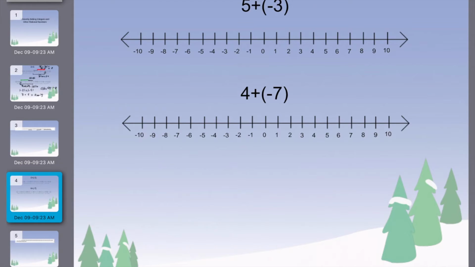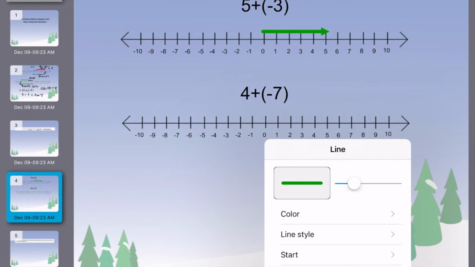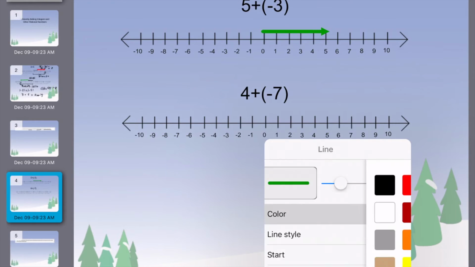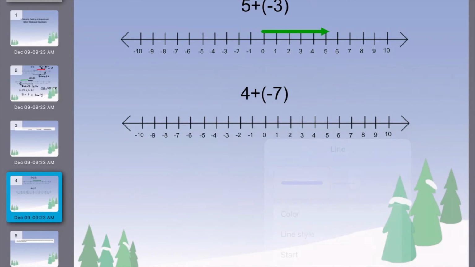I have 5 plus -3. So again, I'm going to start out by doing this right. I need to start at 0 and I need to move to the right 5. Then from 5, I need to go back to the left 3 times. It's 1, 2, 3, and I'm going to end at 2.